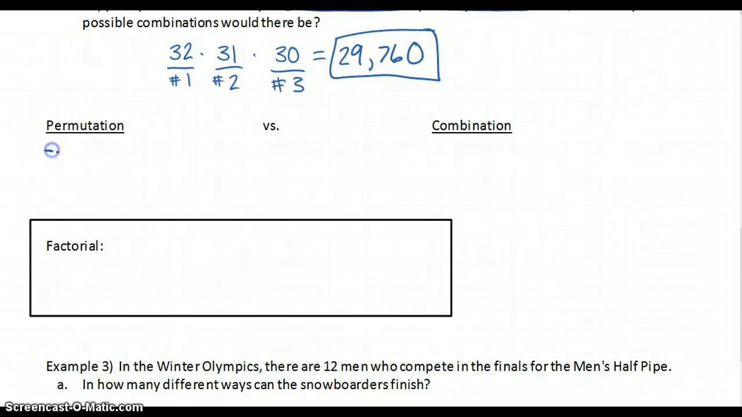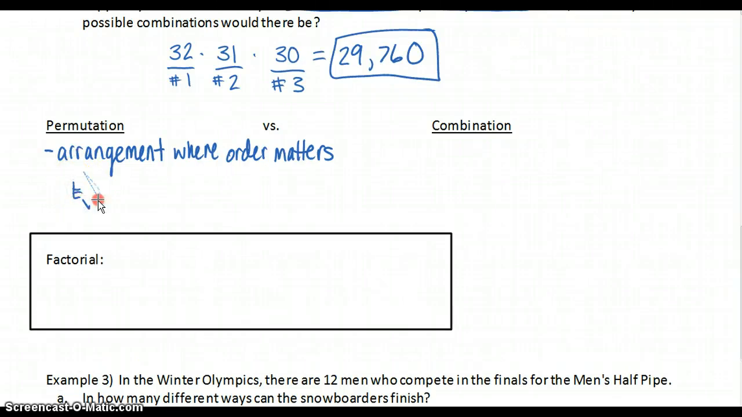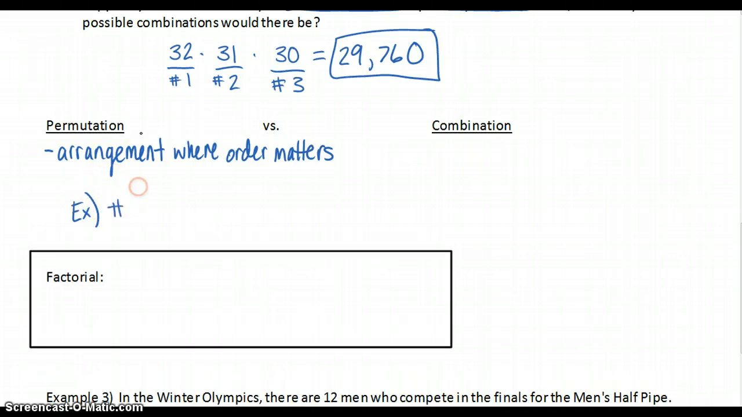A permutation is going to be an arrangement where order matters. Okay, so permutation is an arrangement where order matters. An example of this is perhaps the number of ways that 5 students can finish a race.